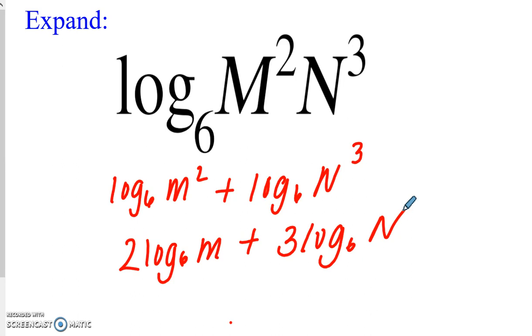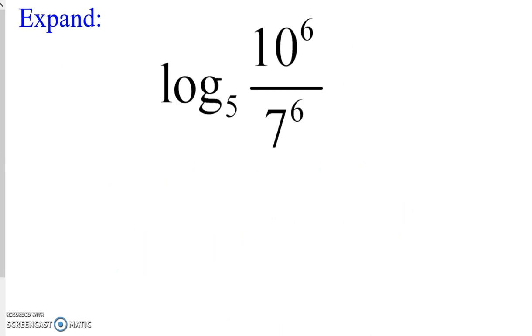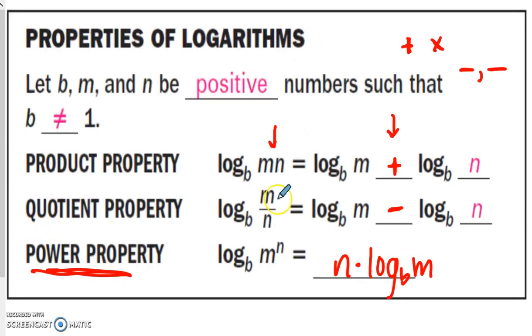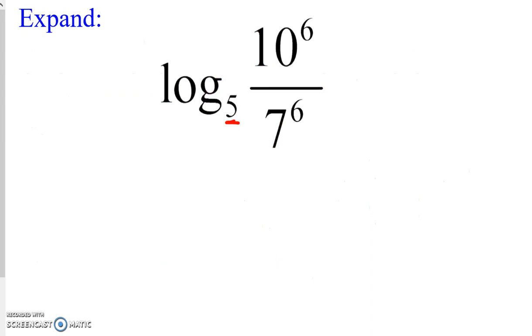So hopefully that's what you got when you did that one. Okay, let's look at this one. Now we have something new. We have a log, it's to base 5, but we have a number here and a number here. It looks real similar to our quotient property where I have a number over a number. So I'm going to expand it, but since it's division, instead of a plus sign, I put a minus.